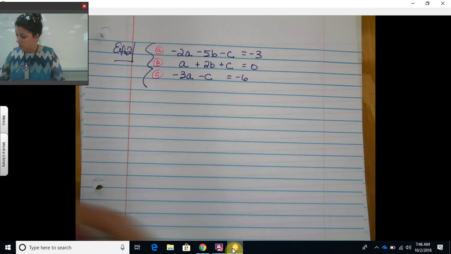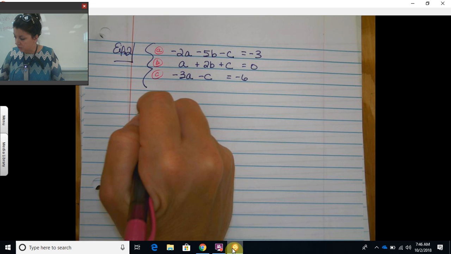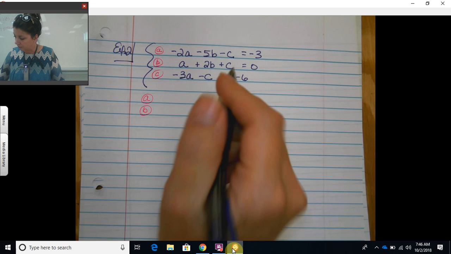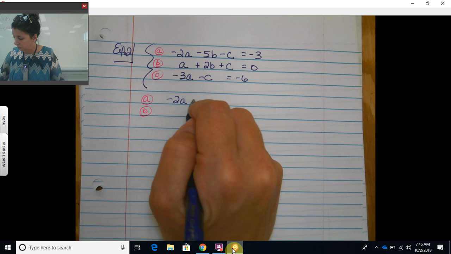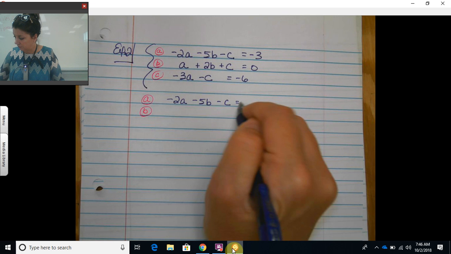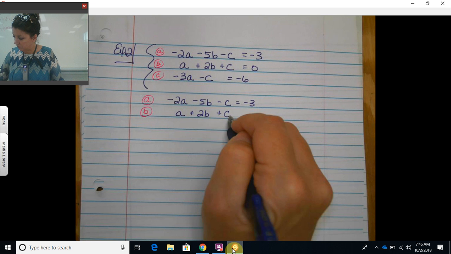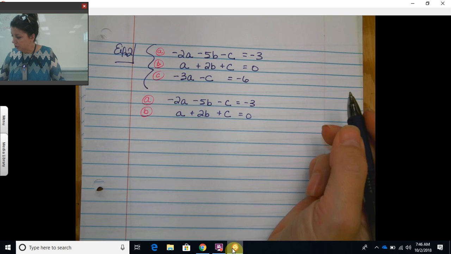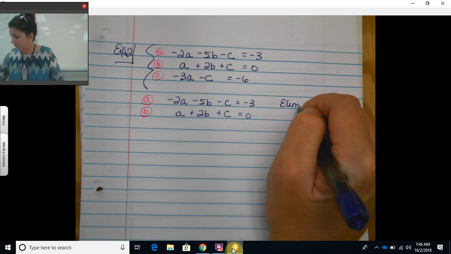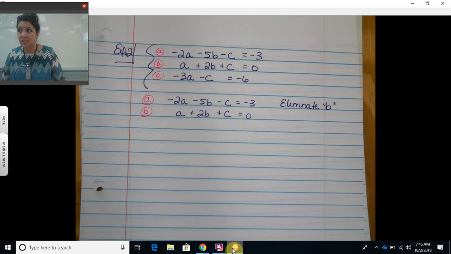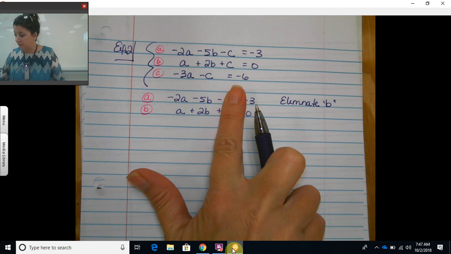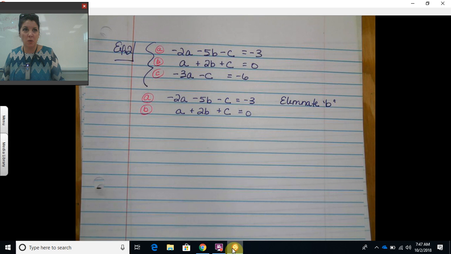Okay, so we will pair equation A and B together. Did I get that right? Was that what you were saying? Okay, good. And we will choose to eliminate B. Even though the C would eliminate automatically, if we eliminate the C, we're going to be left with A and B, and that's not going to help us pair it with equation C. You know what I'm saying?